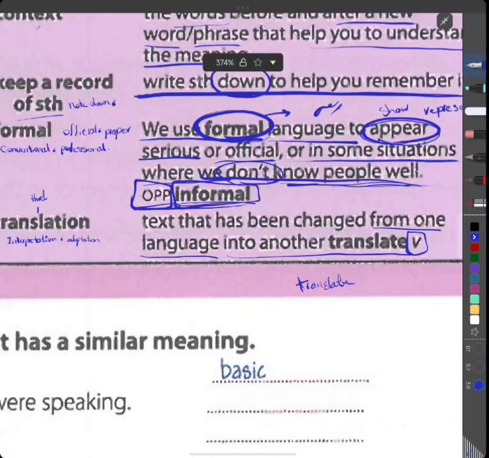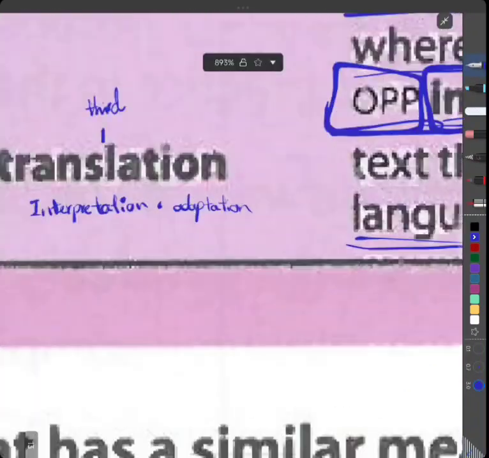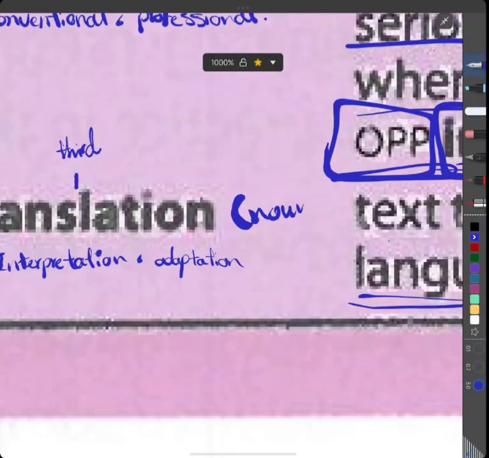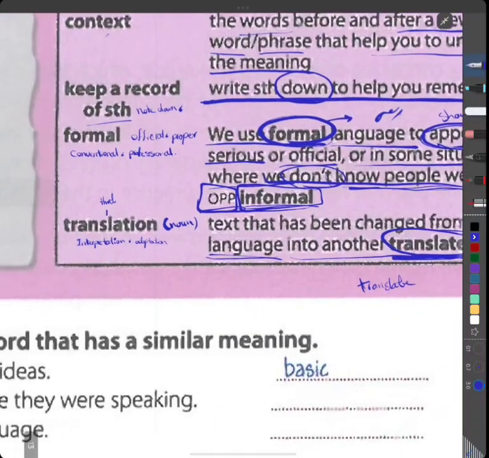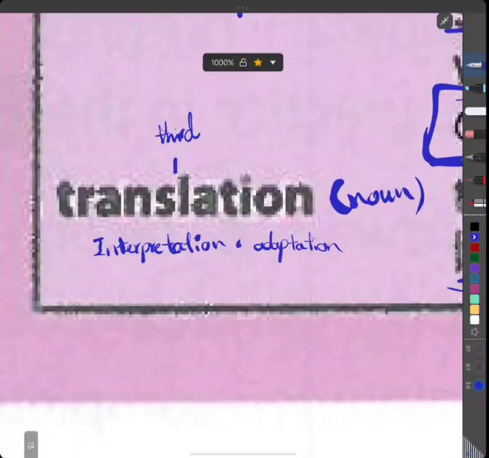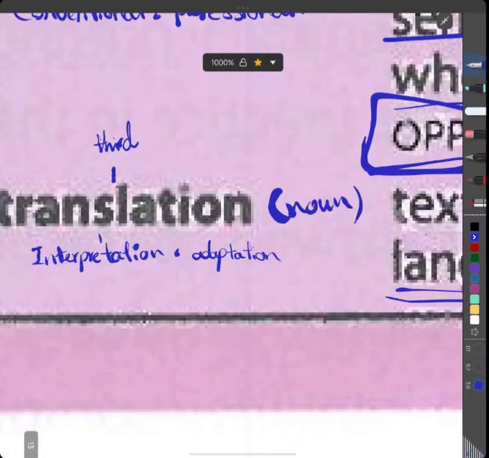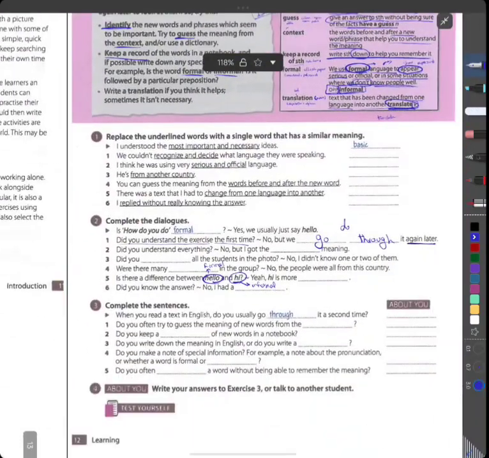And translation. Text that has been changed from one language into another. Its verb is translate, and its noun is translation. Its verb is translate. I found a few synonyms for it: interpretation and adaptation. We'll solve the exercises.